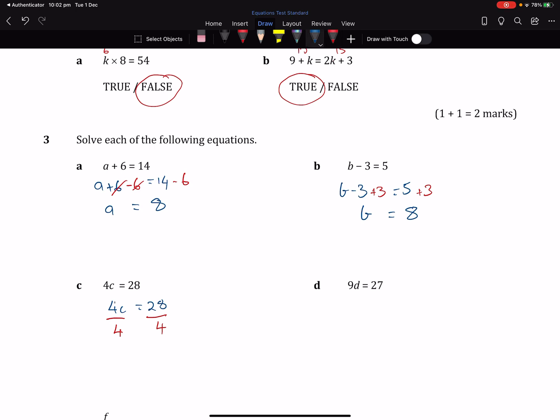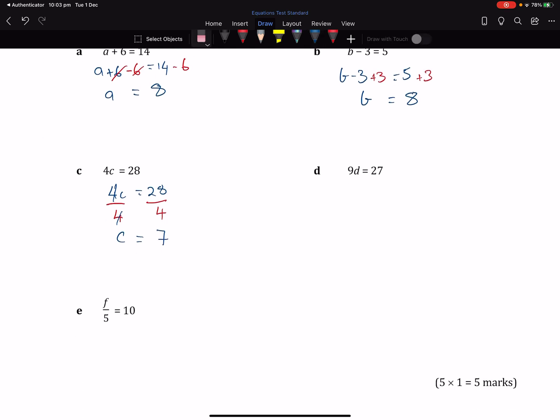Okay, so they cancel out, of course, so we end up with C being equal to 7. And for D, just move it up a little bit here, we have 9D equals 27. So again, this is just undoing a multiplication. We're going to divide by 9 on both sides. So they cancel out, so we end up with D being equal to 3. 27 divided by 9, of course, being 3.